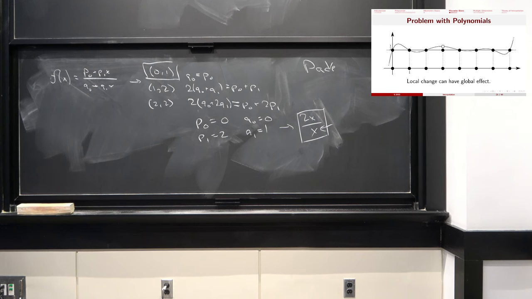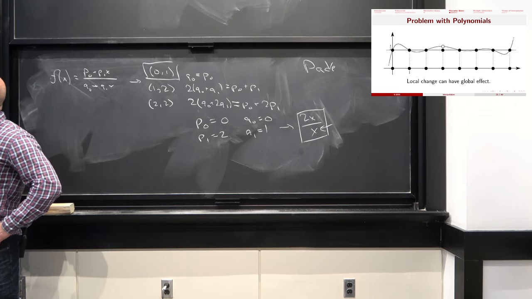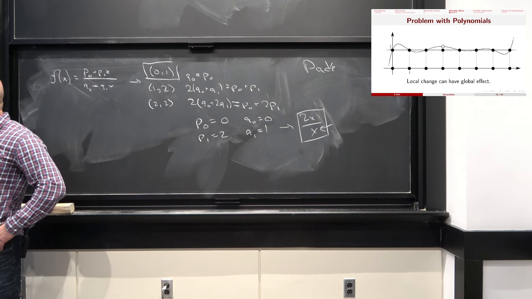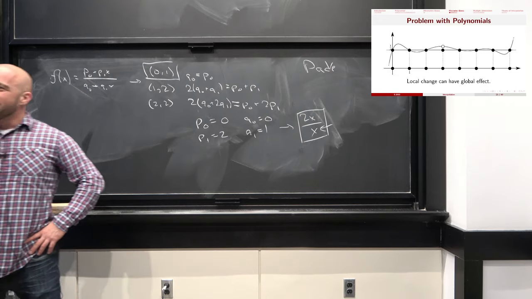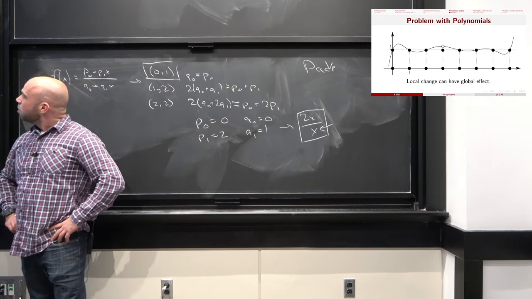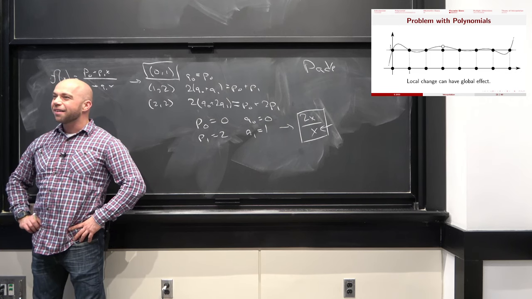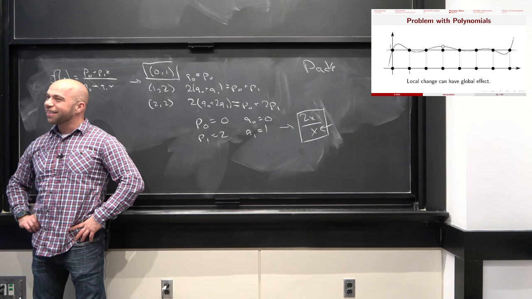Now, this weird funky curve that I'm drawing, notice that it still interpolates all the remaining data points. The only difference is that it goes through the white point instead of the black one. That is actually the unique degree 7 polynomial that goes through these points. So in other words, making a local change to my data has global effect in my interpolant. Does that make sense? This is not a fantastic property, right?